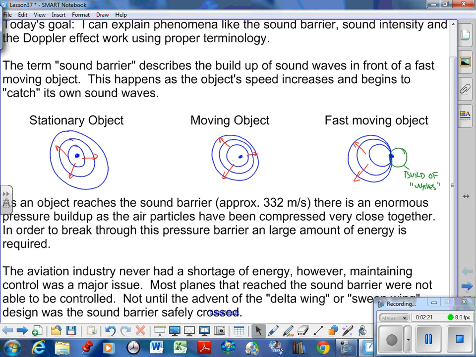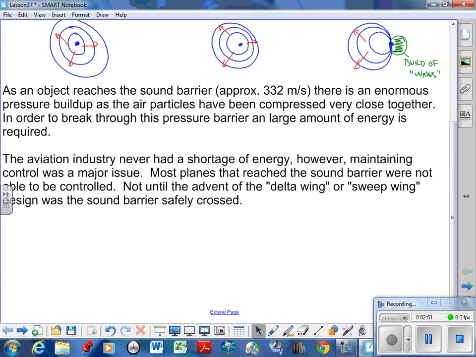So as an object reaches the sound barrier, there is an enormous pressure buildup, and that's that zone right here that I have circled. Okay? You're pushing all that air in front of you, you're compressing it. Those air particles are getting squashed together, the same as if you are pushing from behind, pushing a bunch of people. So in order to break through that barrier, you need a huge amount of energy, and that's why the aviation industry is researching better and more efficient A design and B engines, because in order to rip through that, you need a lot of power.